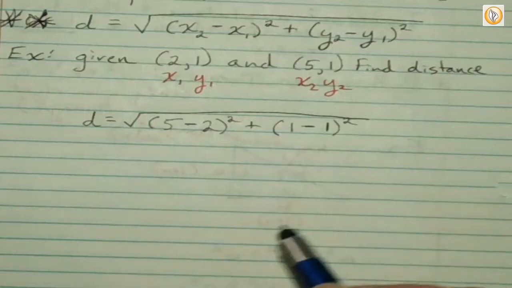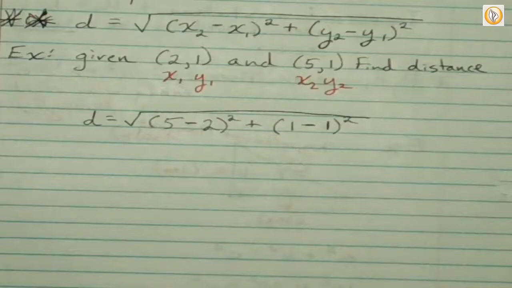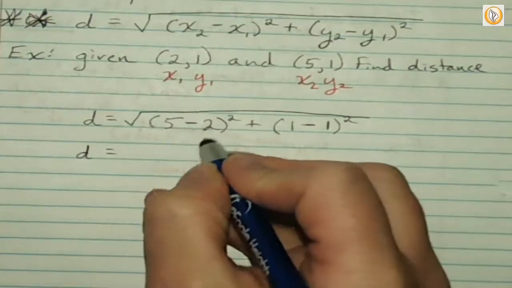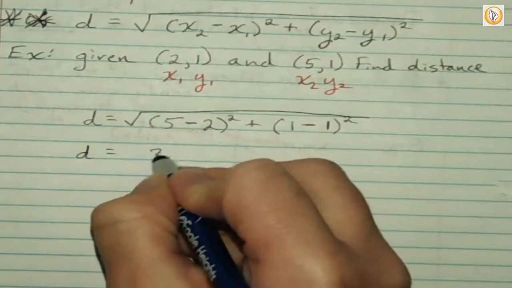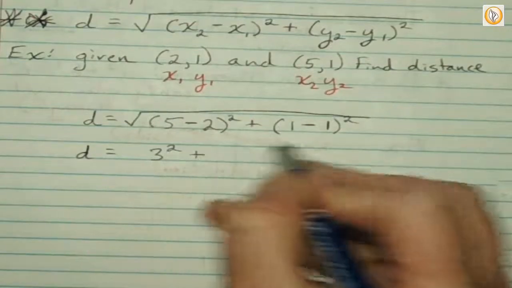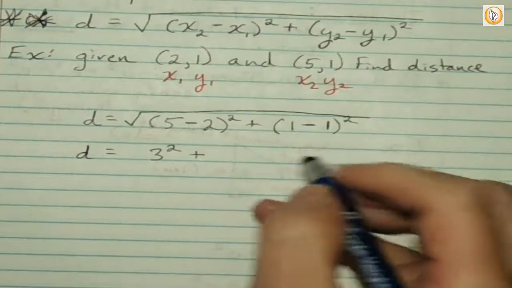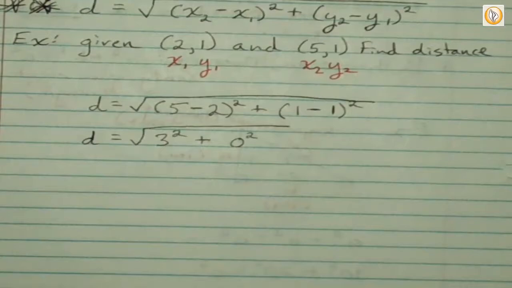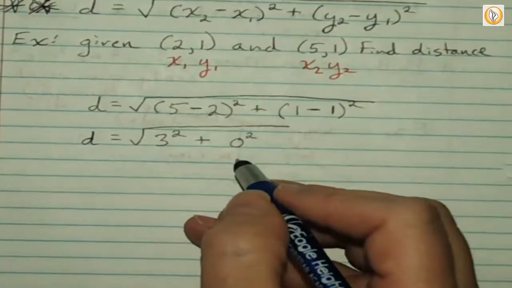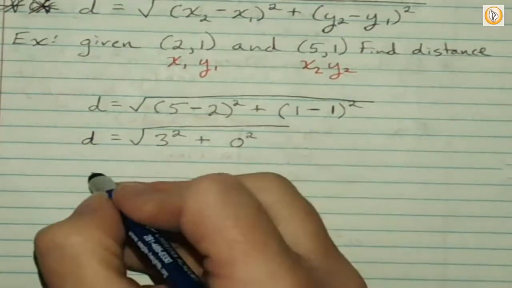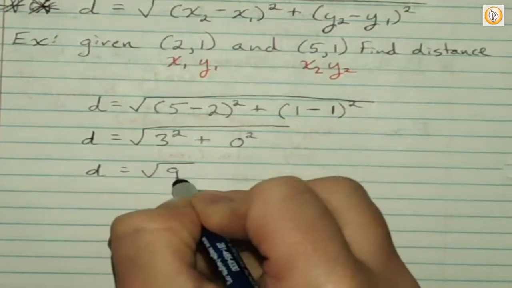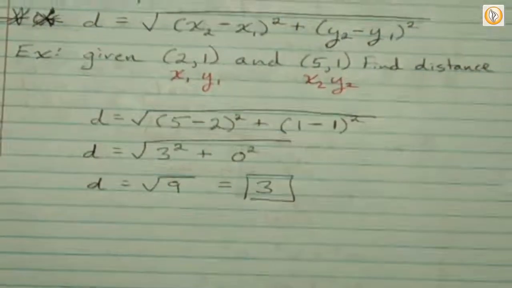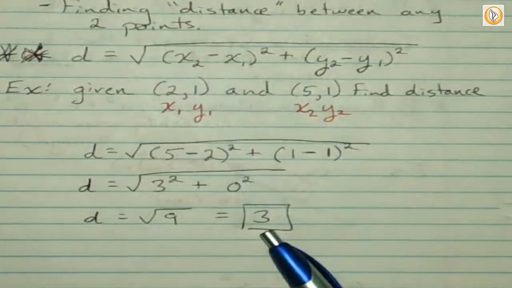We're setting it up. These are notes so that all my absent people will know what to do. All right, let's work it out. 5 minus 2 is what? So we have 3 squared plus 1 minus 1 is 0 squared. Just write it all under the radical sign. 0 squared is just 0. So what's 3 squared? 9. And what's the square root of 9? 3. There's your answer. Distance between these 2 points is 3.